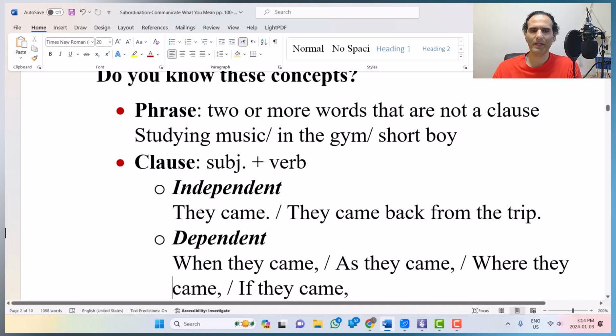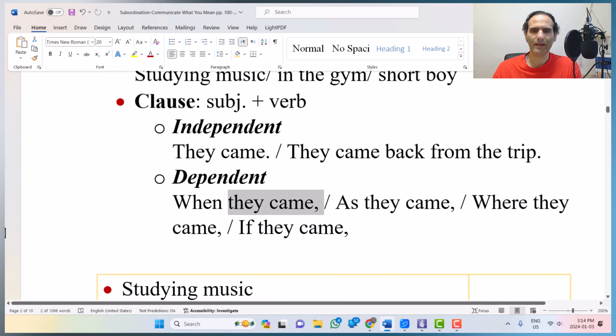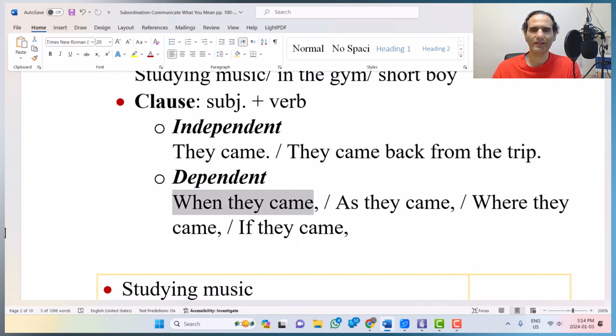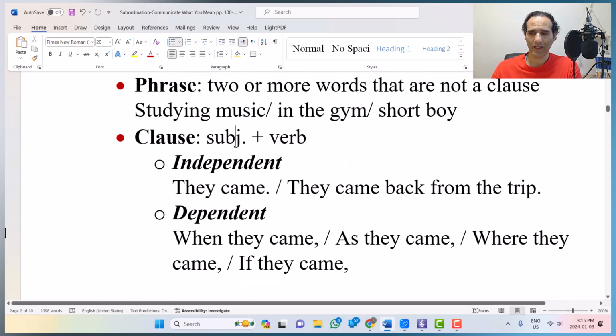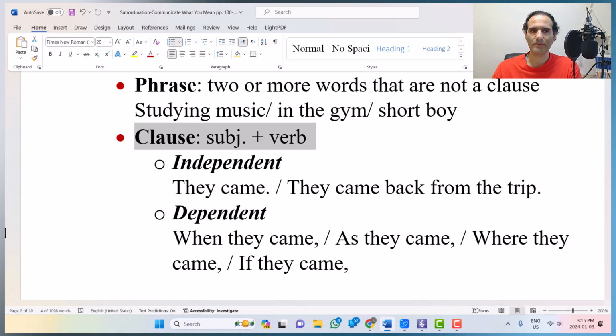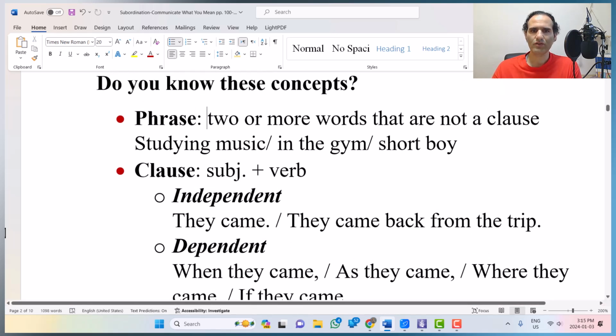But what about a dependent clause? When they came. Dependent clause of time, adverb clause. So it needs something else to be added. Or as they came, or where they came, if they came, or any other thing which we will cover. So by this time, I hope you know what a clause is. A subject and a verb are essential. Independent clauses we got, dependent clauses we got. And a phrase is two or more words, but they do not form a clause.